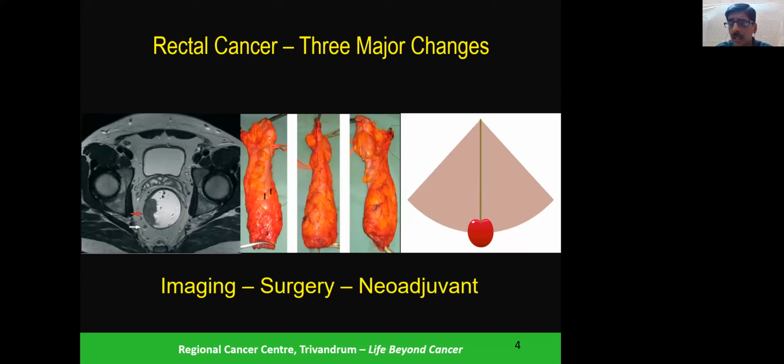Now, if you look at the last 10 or 15 years, there have been three major differences that have taken place in the management of rectal cancers.